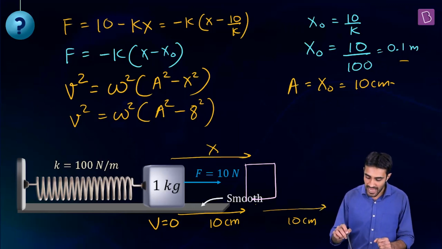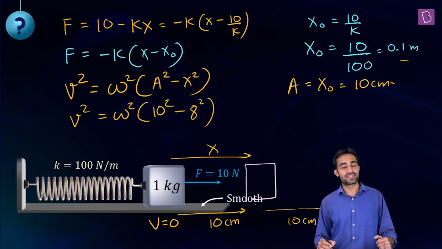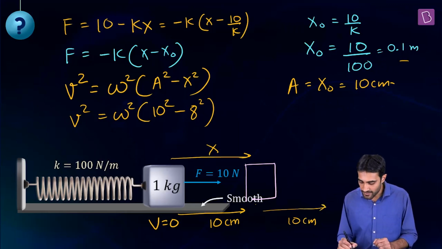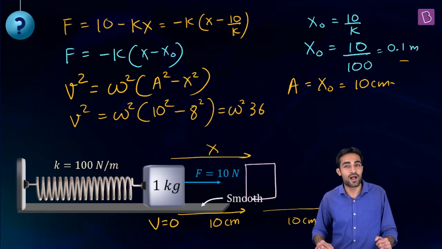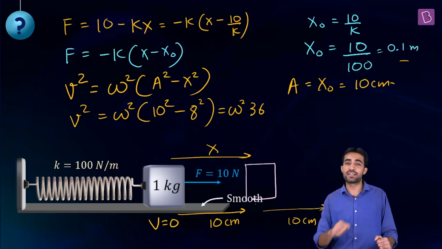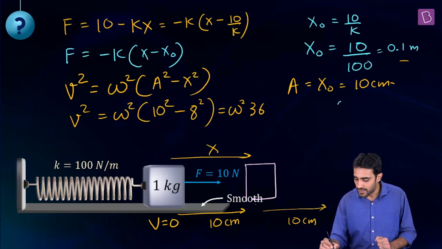Now let's just place 10 over here. We have 10 square minus 8 square. What is this? 100 minus 64 is 36. So we have omega square times 36. What is omega? Can you tell me what is omega? You would say, well, we remember a formula of omega. Okay, tell me the formula. The formula for calculating angular frequency is nothing but under root k by m.